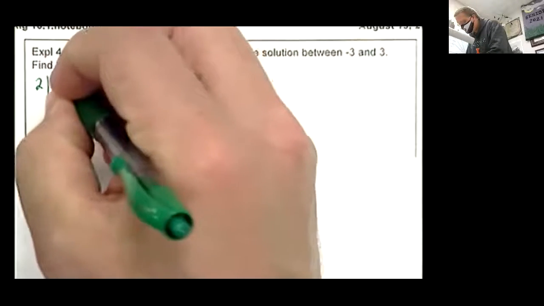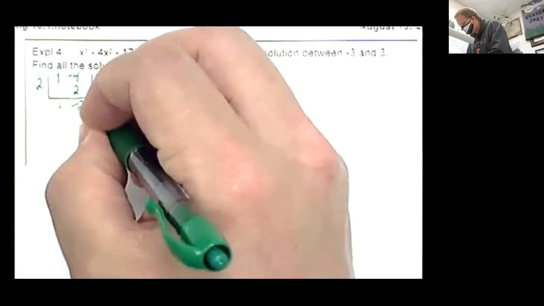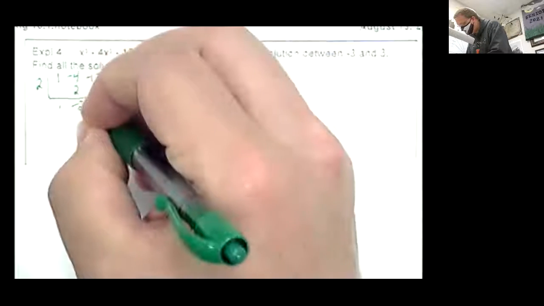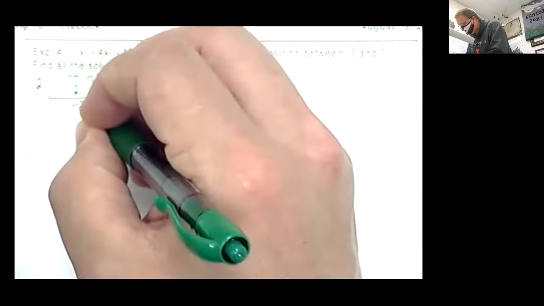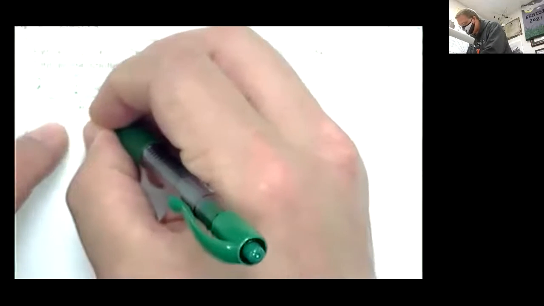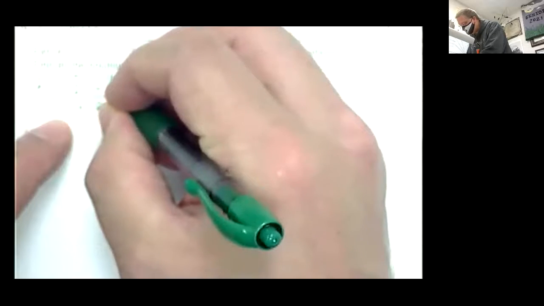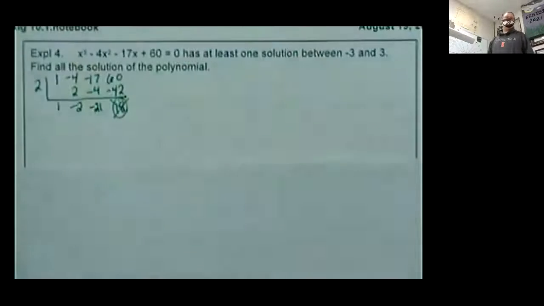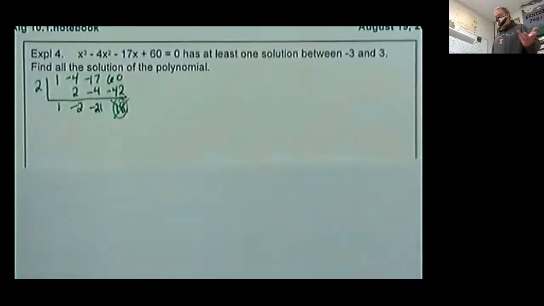So this is 1, -4, -17, and 60. And if we use our synthetic division, that's 1, 2, -2, 4. Oh, it's a -17. I missed something. -4 is -21, times 2 is -42, and that gives us 18. Well, 18 is not a 0, so 2 is not a solution, so that can't work. So let's try another number.